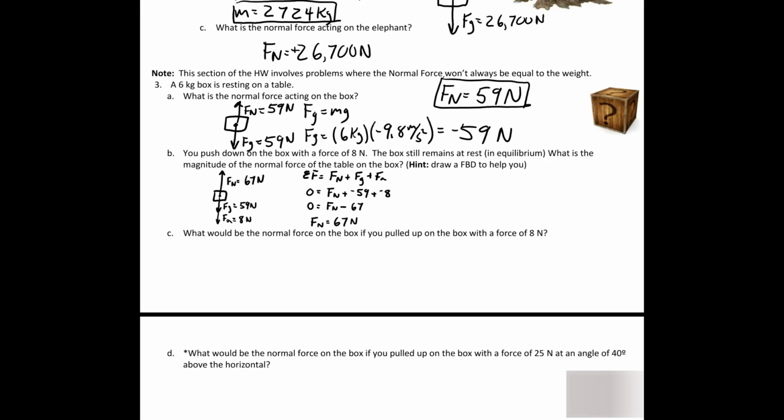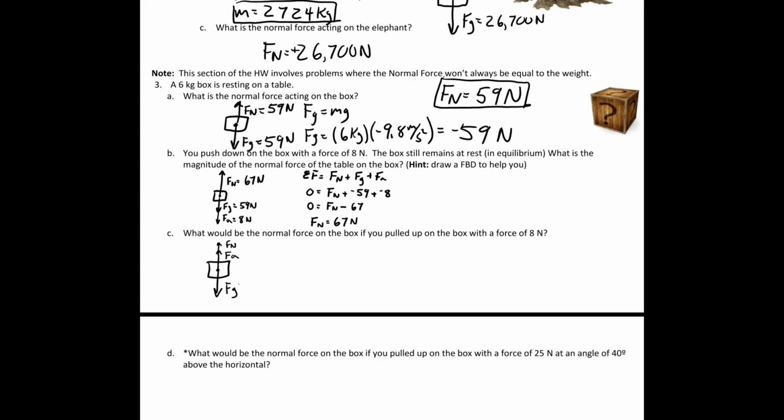It says, what would be the normal force on the box if you pulled up on the box with a force of 8 newtons? Okay, so here's our diagram. You have Fg acting down, and you have the applied force and your normal force, and these two forces acting upward have to balance out the force acting downward. So what do you think? Is the normal force going to be equal to the weight, greater than the weight, or less than the weight?